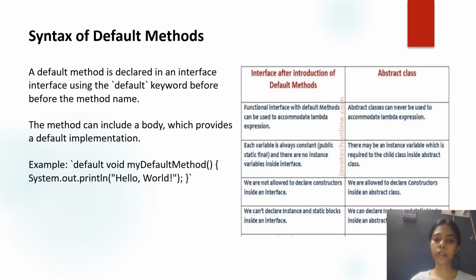Now let us take a look at the syntax of default methods. The default method is declared in an interface using the default keyword before the method name. The method can include a body which provides a default implementation. For example, default void myDefaultMethod. Now, as we have seen in the picture, interface after introduction of default methods and abstract classes, we are seeing the differences between both of them.